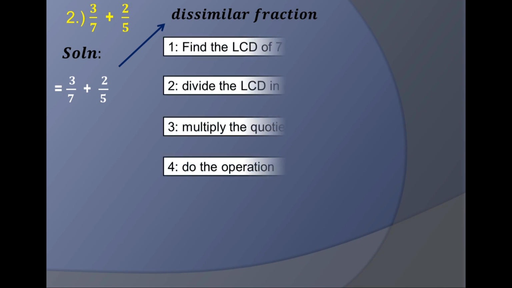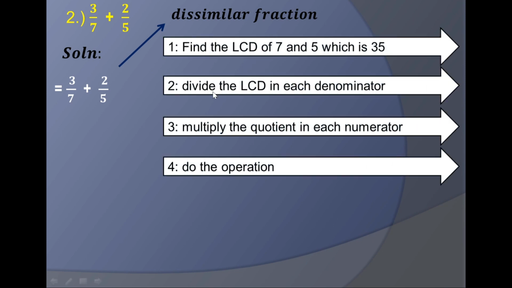We have here 3 over 7 plus 2 over 5. Observe the denominators. They are not the same, so we call it dissimilar fractions. When we solve dissimilar fractions, let us follow these steps. Find the LCD, divide the LCD, multiply the quotient, and do the operation. In finding the LCD, there are two ways. It's either by skip counting or just multiply the two denominators.